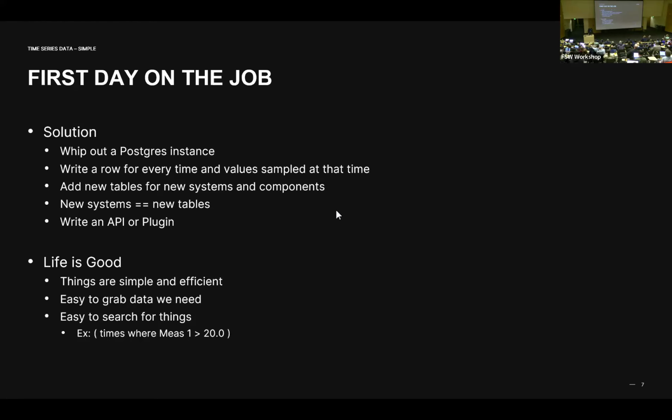So we are superior beings in the data space. We can do better than that, right? So what's the first thing we do? Typically, a database. That's a word I heard in college. I'm going to build a database. I'm going to throw the data in there. I'm going to add new data tables for maybe systems or components or time spans. New system, new table. I'm going to write a nice, beautiful web API or maybe some plugins.